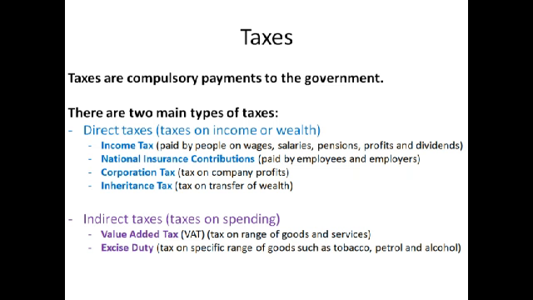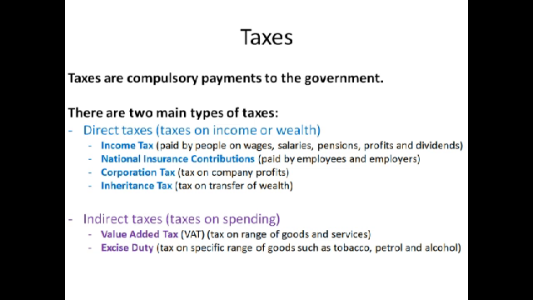Taxes are used by the government to raise money. Taxes are a compulsory form of payment to the government, and there's 2 main types of tax: direct tax and indirect tax. Direct tax is taxes on income and wealth, such as income tax, which raises the most money for the government, and it's paid by people on wages, salaries, pensions, profits and dividends. Then there's national insurance contributions, which are paid by employees and employers, corporation tax, which is a tax on a company's profits, and inheritance tax, which is a tax on a transfer of wealth.